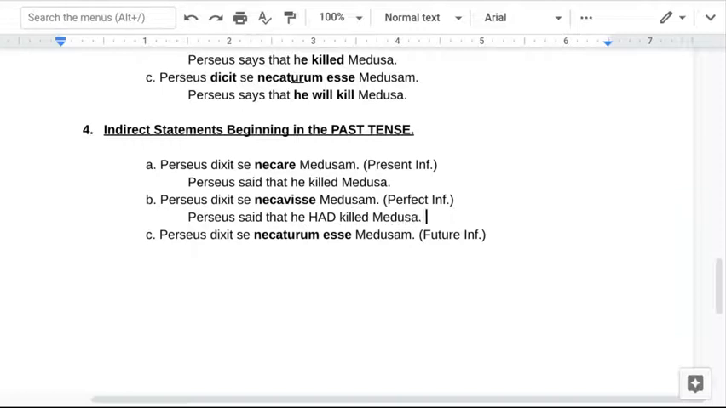And this is something I like to call the super past. It's when you start in the past, you throw in a past tense infinitive, and that creates had. Had is always used to express in English the furthest back in the past you can go. So Perseus said that he had killed Medusa. Like he had done it before. It's the furthest back in the past. And that's what I like to call the super past.